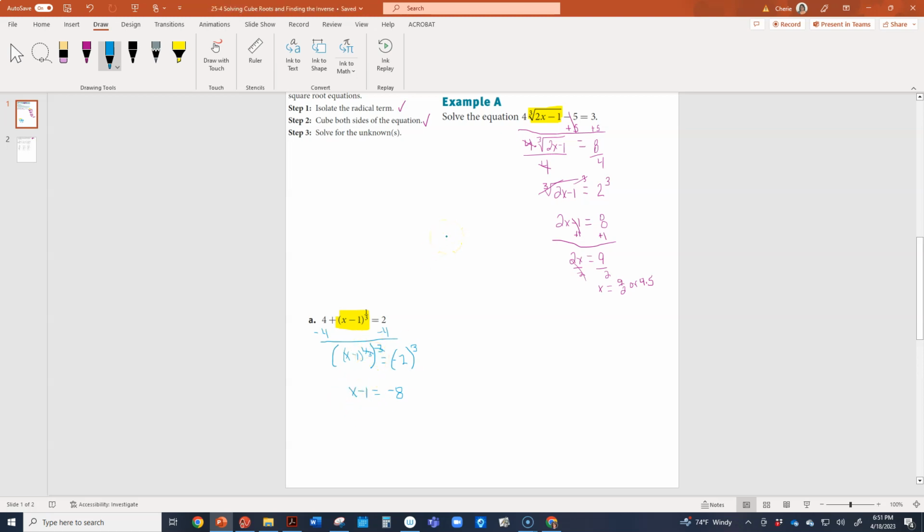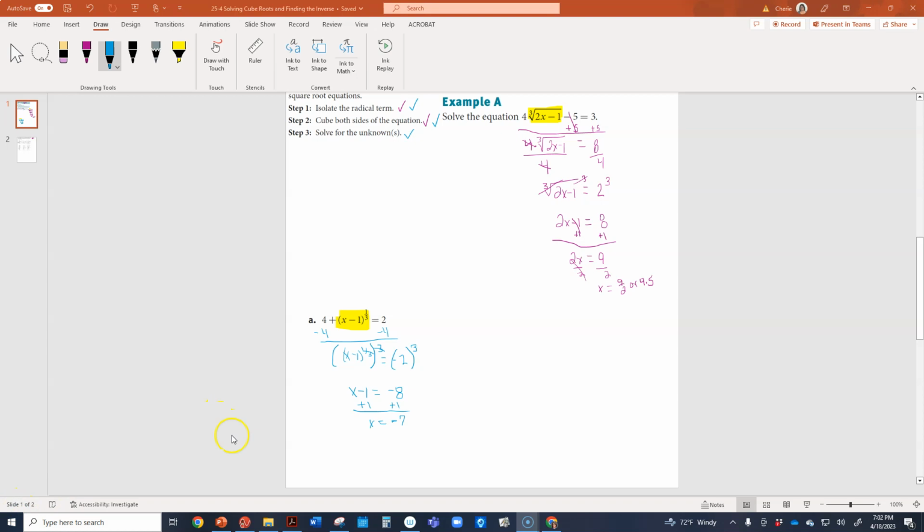We're at a point now to where we finished. We isolated the radical when we subtracted 4. We cubed both sides, and now we're solving for the unknown. So we're going to say, what's the opposite of -1? We're going to do +1 to both sides. And x equals -7. We're going to go to the calculator and check that real quick.